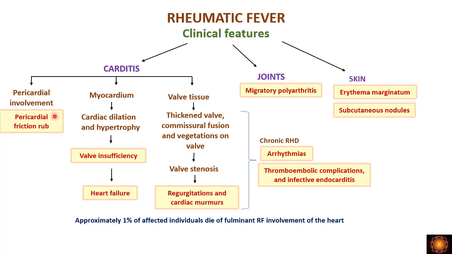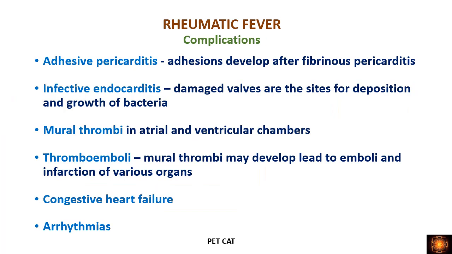So these are all the clinical features when the patient has involvement of the heart. If the joints are involved, we have migratory polyarthritis, and the skin shows erythema marginatum and subcutaneous nodules. Approximately 1% of affected individuals die of fulminant rheumatic fever involving the heart. So depending upon which organ is involved, the presentation of the patient will be different.